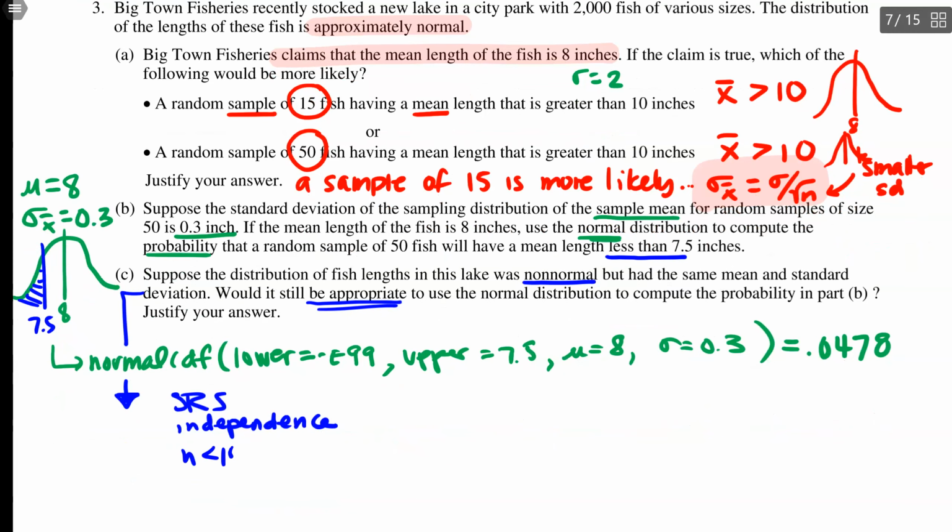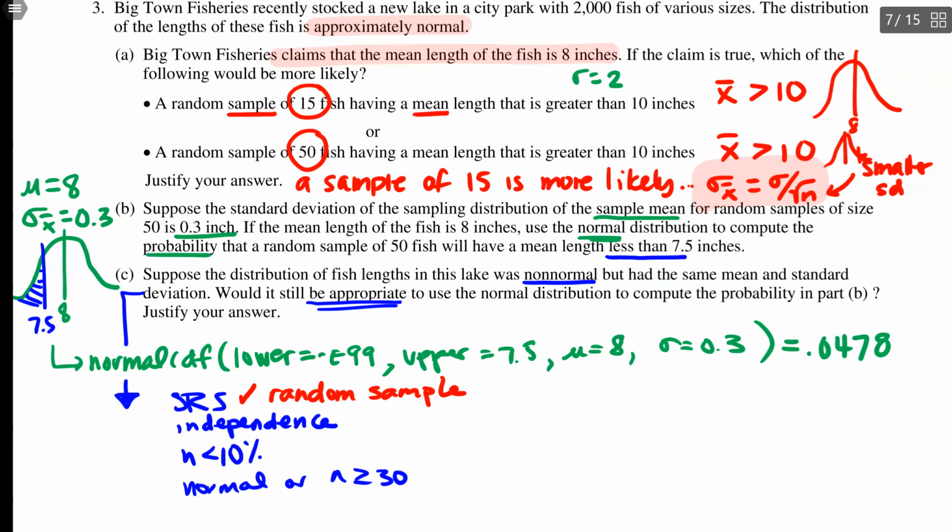So n is less than 10%. That gives us that independence. And then we don't have a P, right? This is about means. So we either need normal or n is greater than or equal to 30. So if I was going to be really good about this, I would check each and every one of these. So I would say, okay, well, did they say they were taking a random sample? Yes, it says random sample.